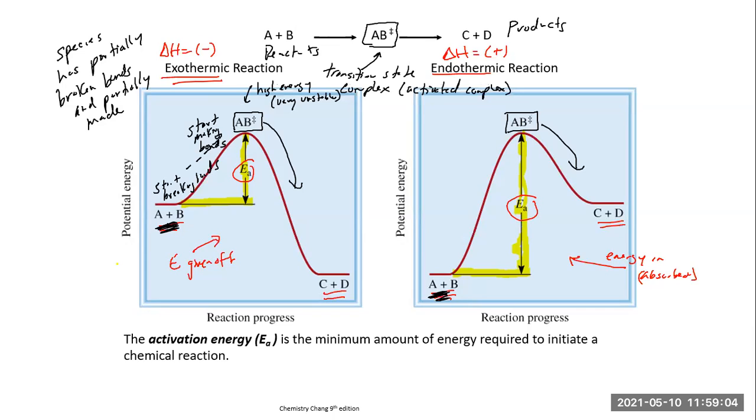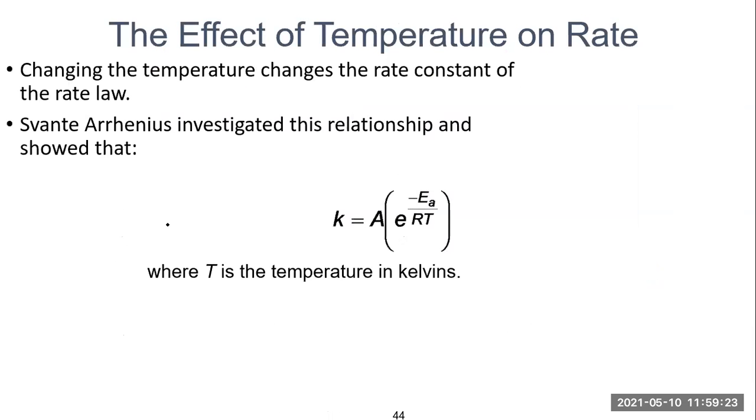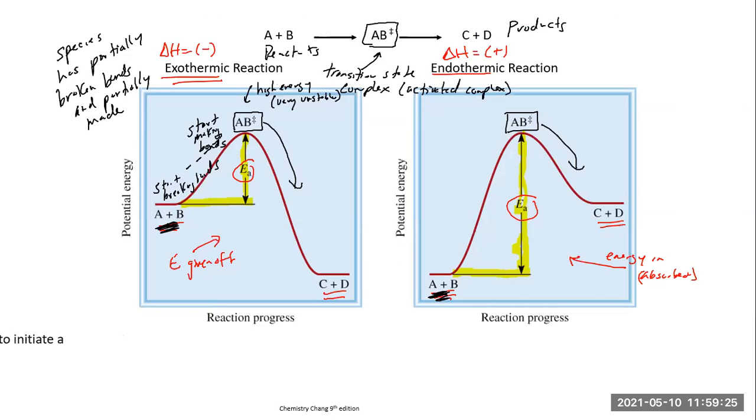Opposite is true as well. If we cool down the reaction or take out some heat and energy, we're now lowering the amount of molecules that have sufficient energy to get up and over that hill. We're going to see that reaction, typically speaking, slow down. Any questions on that? Yeah, I had a quick question about that.